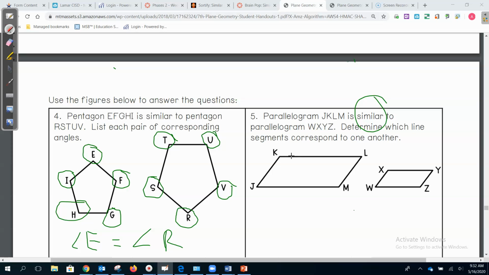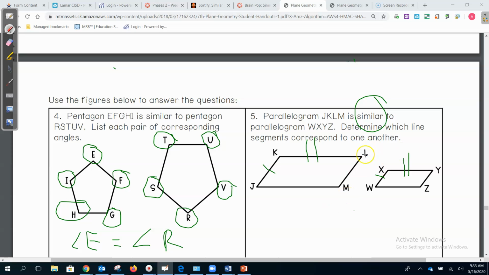So for this, I like this because you can just use markings. So let's start with JK right here. This side corresponds to WX over here. And we can just do one little dash. Let's talk about K and L. K and L is corresponding to X and Y. And these are proportional. If we have the measurements, if we put them into a fraction, we would find it's proportional.